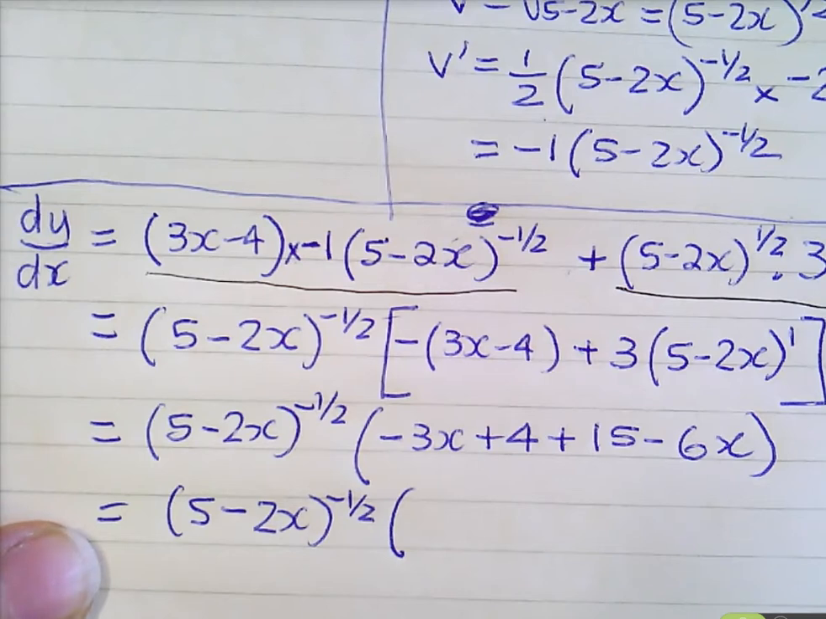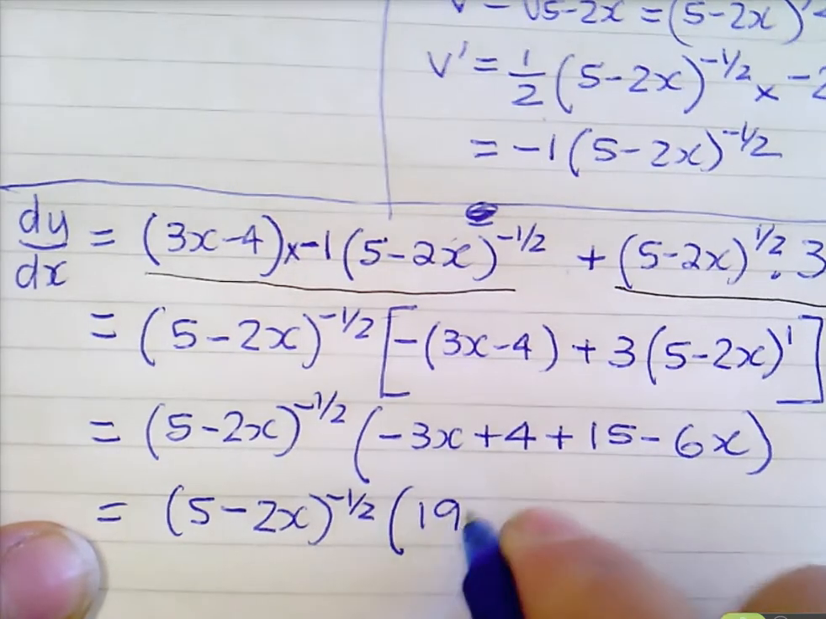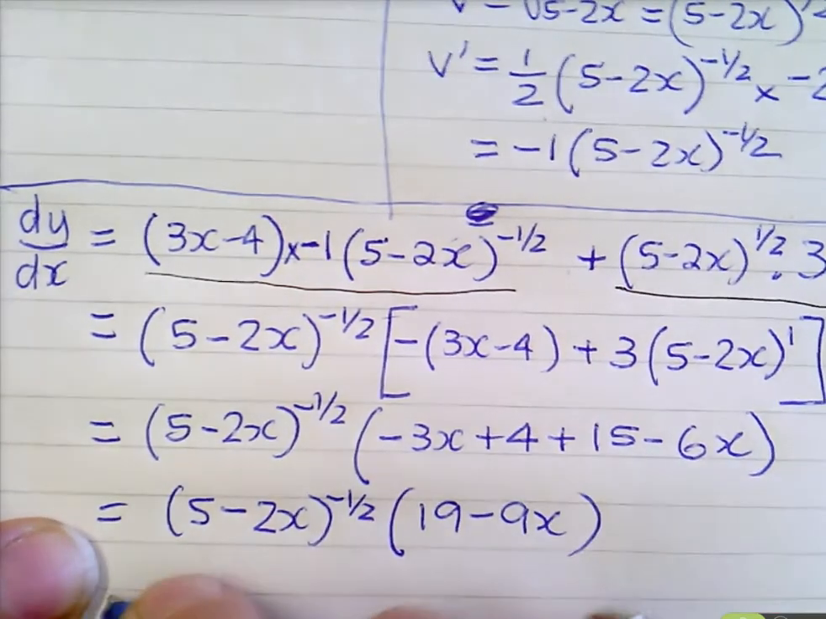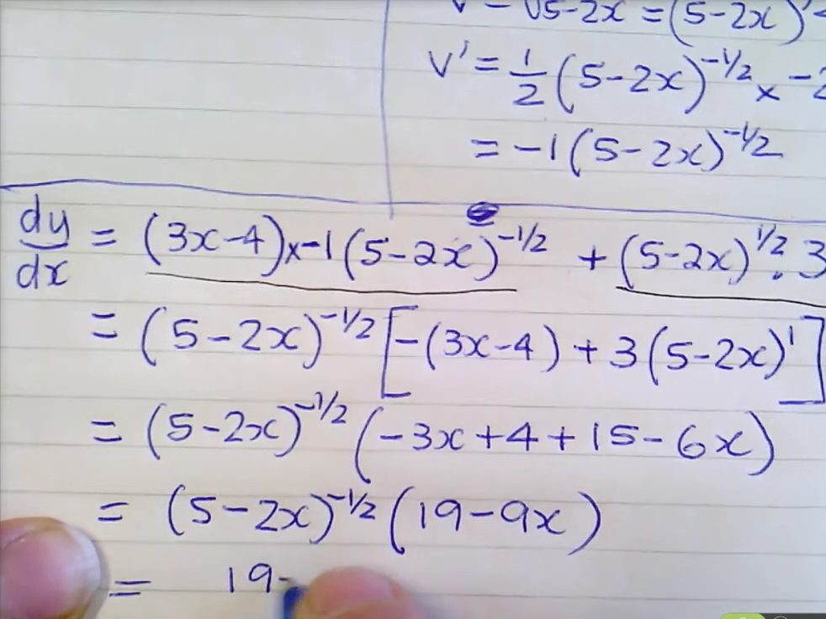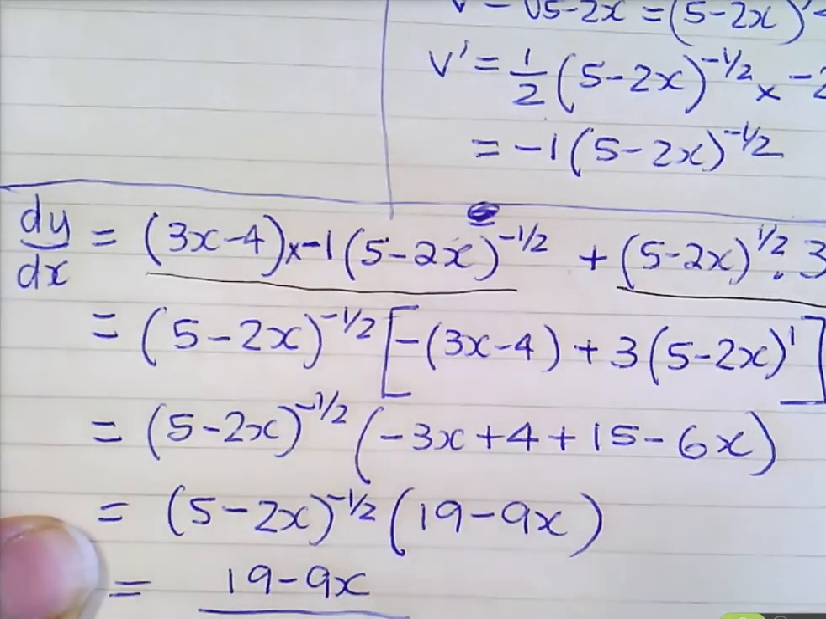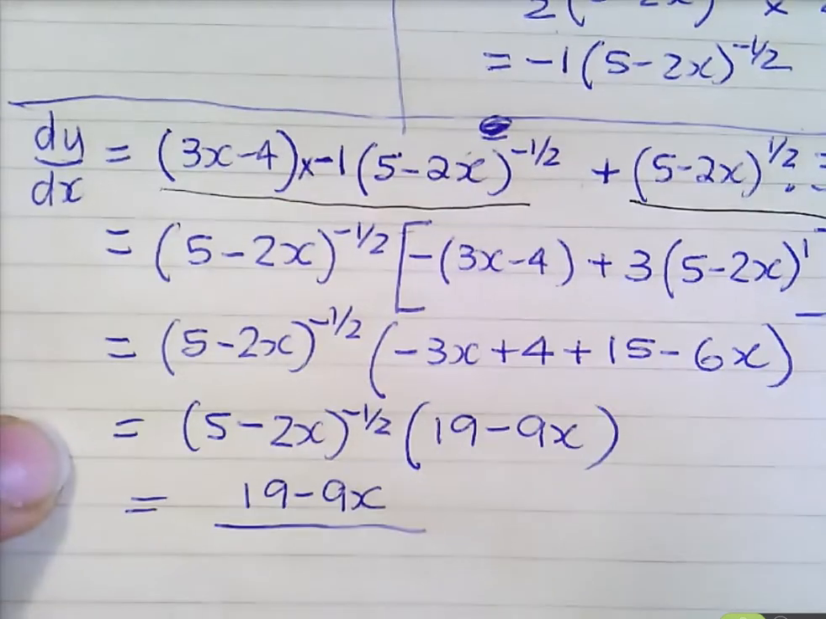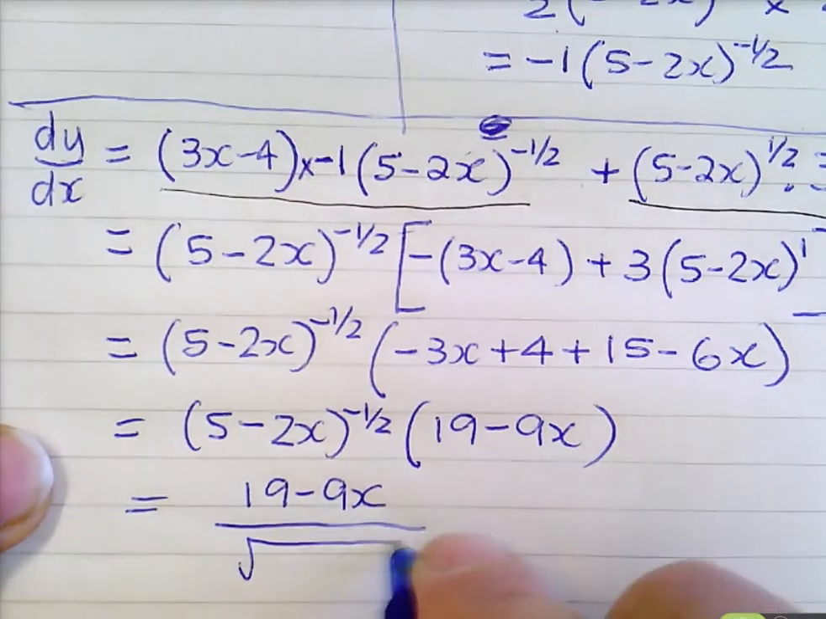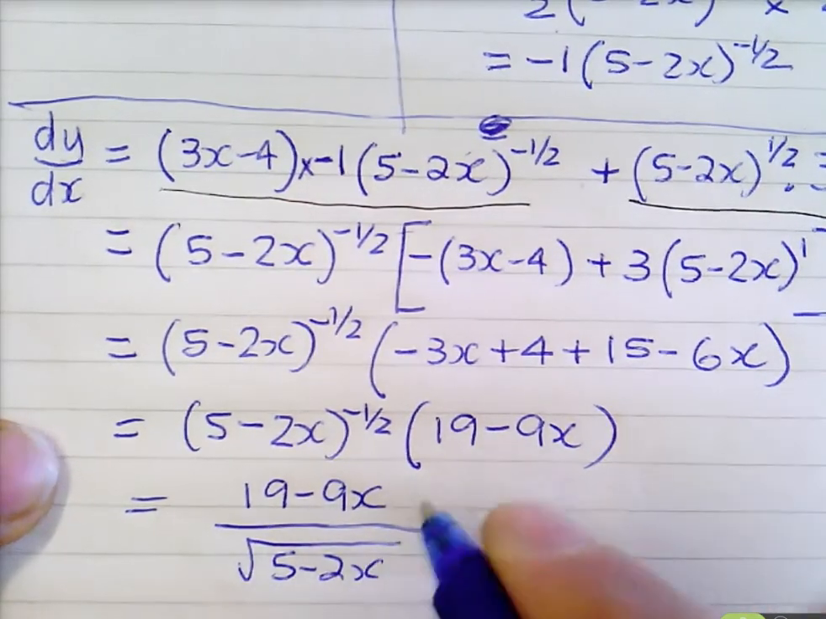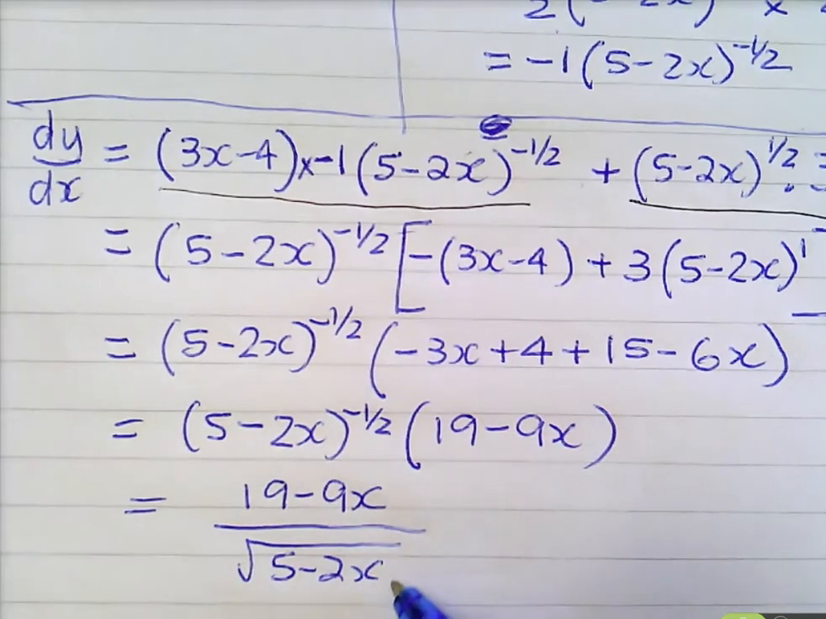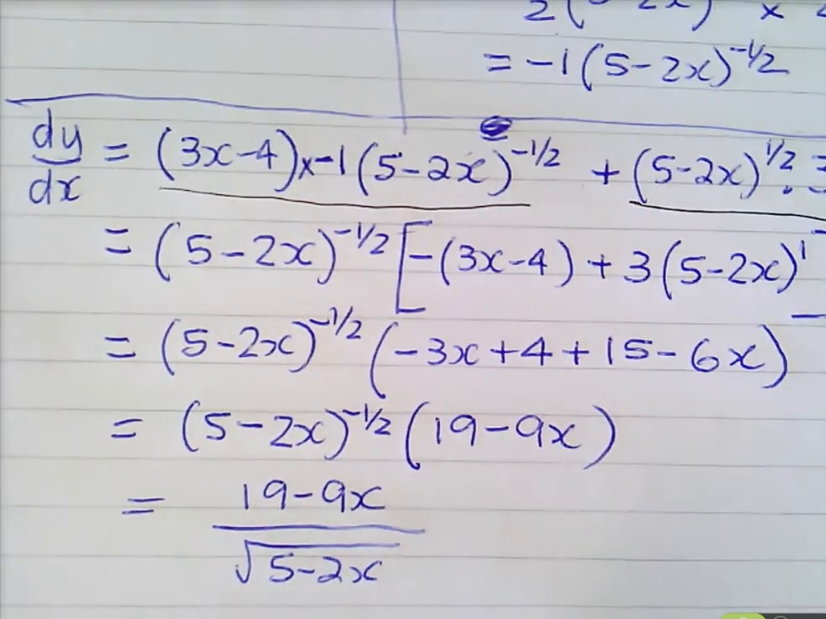Let's do the positive term first. 19 minus 9x. Now, let's put that on the denominator. 19 minus 9x over the square root of 5 minus 2x, or over 5 minus 2x to the half, which is the square root of 5 minus 2x.